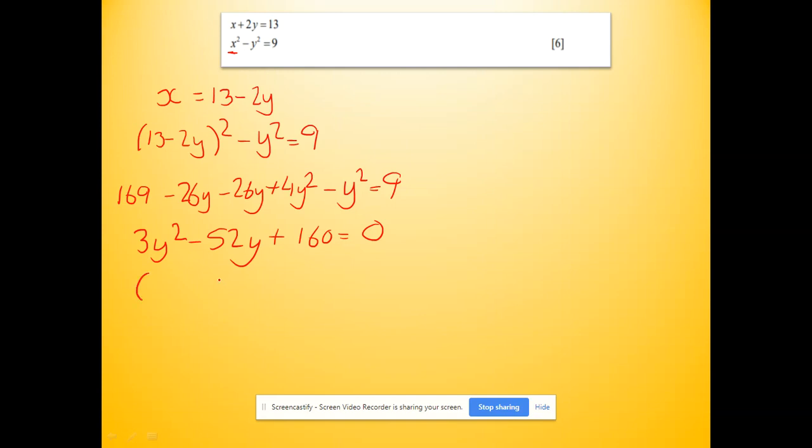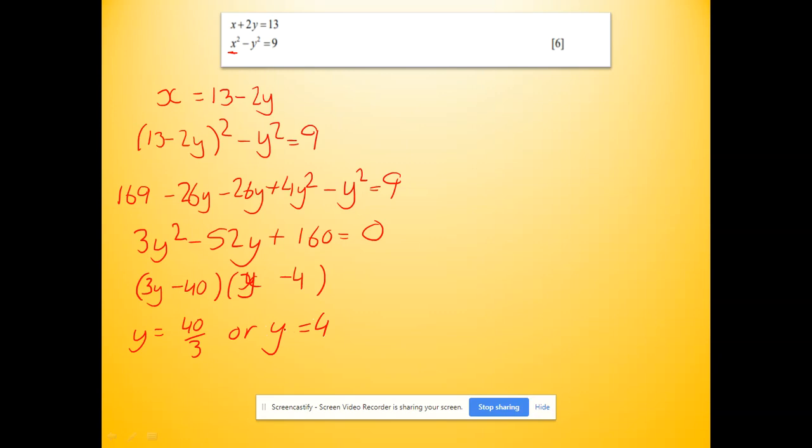It might be worth putting in the brackets as well at this point, just to show what that comes out with. So it ends up being 3y minus 40, because on the calculator it says the answer is 40 over 3 and 4, so it must be y minus 4. Just double check: minus 40 times negative 4 gets you positive 160. Some of you made the mistake of changing them to x's and not leaving them as y's, which means our answer ends up being y equals 40 over 3 or y equals 4.